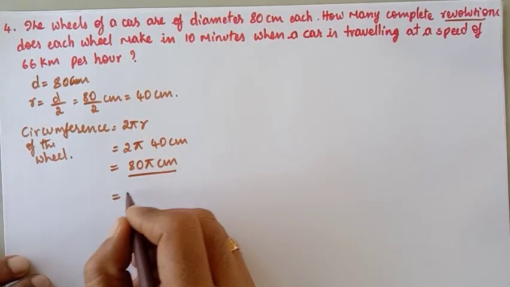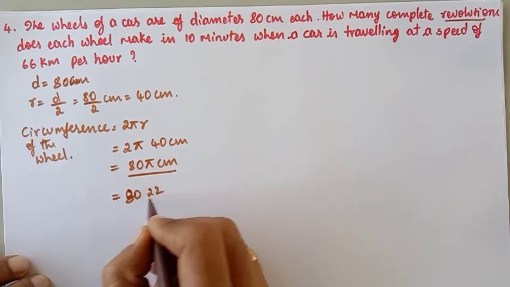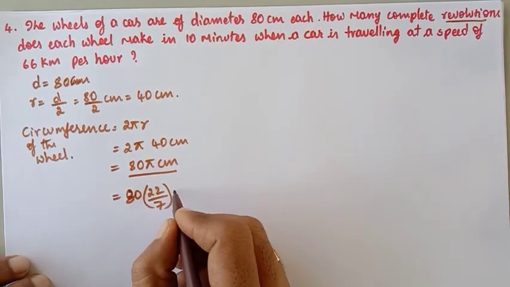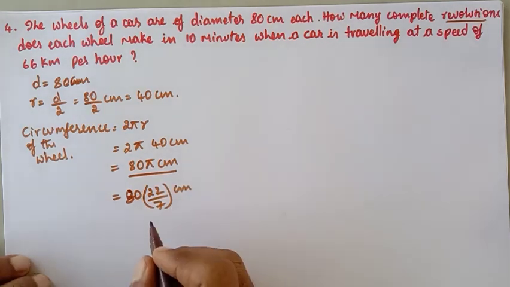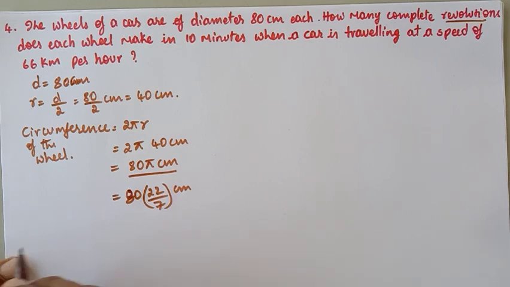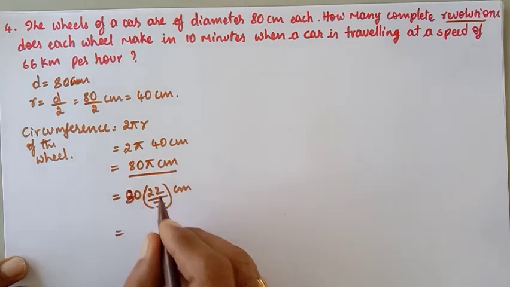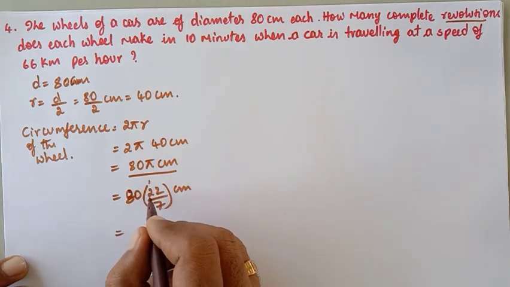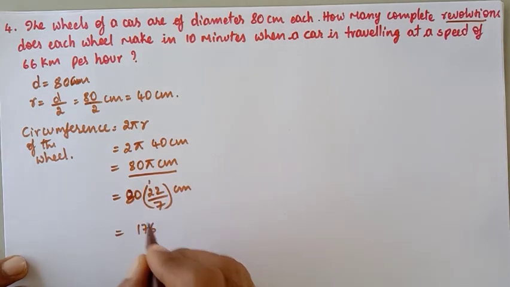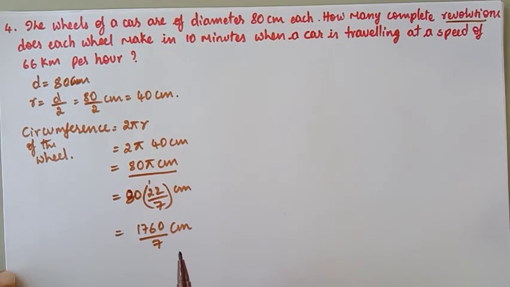Now, what will we do? 80 pi means 80 into 22 by 7 centimeter. So if we multiply these two, 8 2s are 16, 1 carry, 8 2s are 16, 17, 1760 by 7 centimeter. This is the circumference of the wheel.